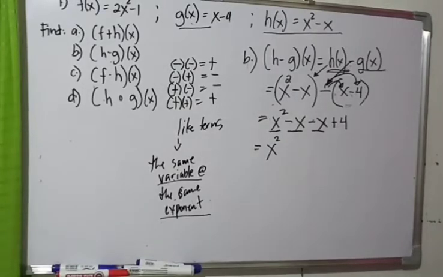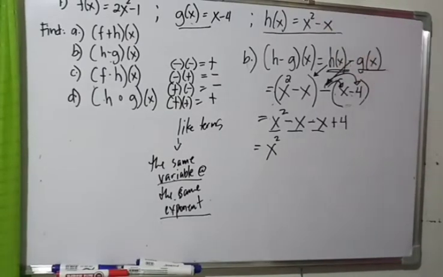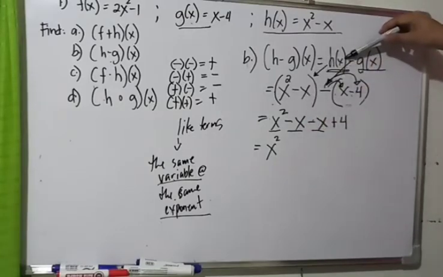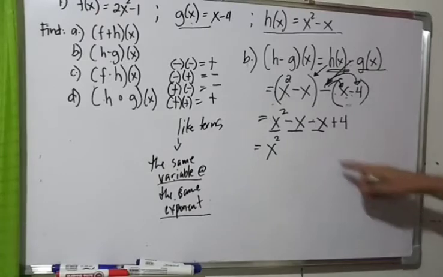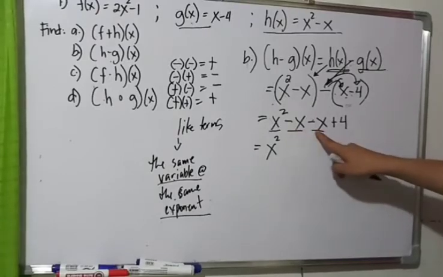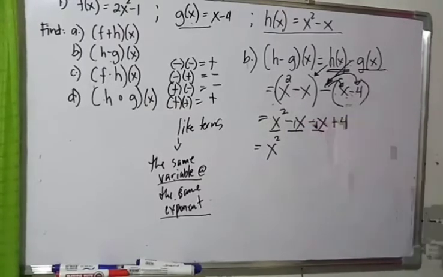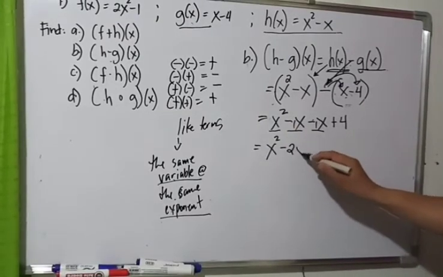Saan po nakuha yung x? Ang x, yan yung given natin. X squared minus x. Okay, ito, x squared minus x, that is the value of h of x. And value of g of x is x minus 4. Okay, next, distribute natin or simplify natin. Negative x minus x, that is, understood na may 1 dito, may 1. So, negative 1 minus 1, that is negative 2x.